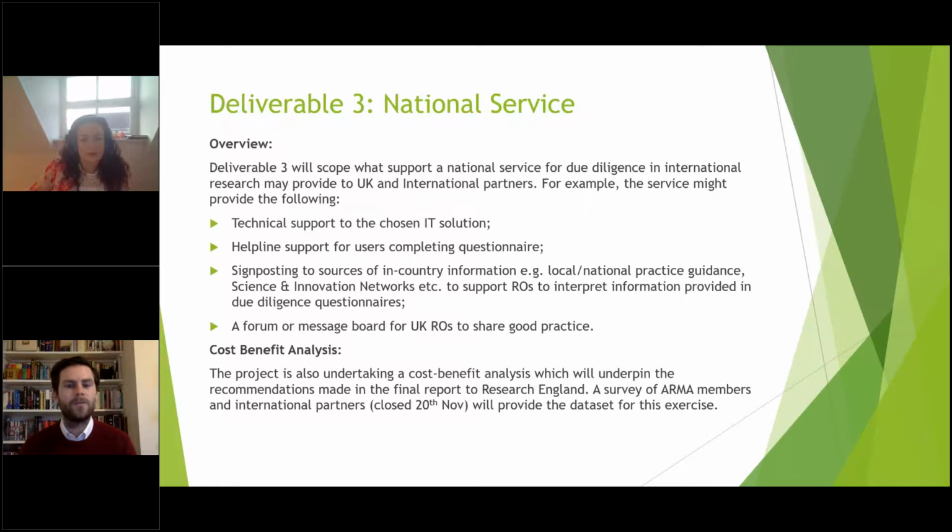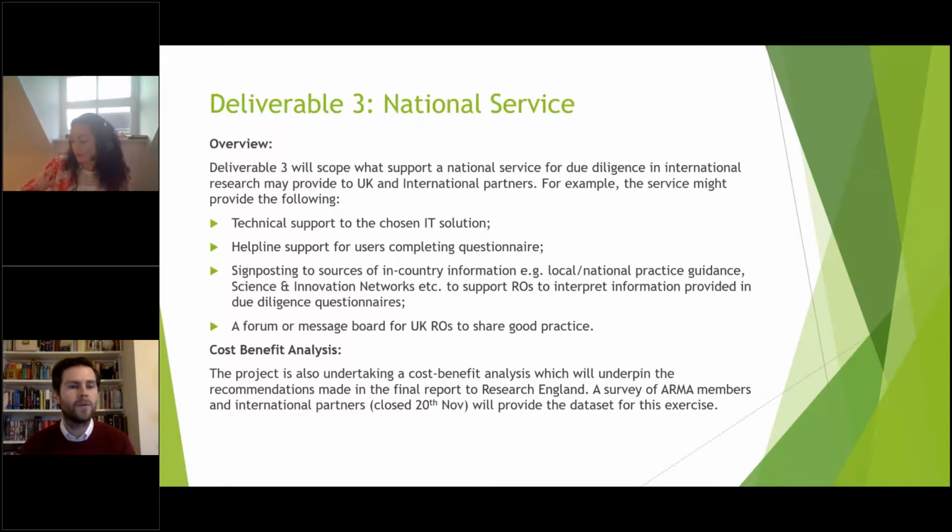Jenny talked about the difficulty sometimes of verifying information from overseas, so it might signpost to local or national guidance so that organisations can be reassured of answers given, or local science and innovation networks, for example, all there to support ROs in interpreting the information contained within the questionnaires in order to make decisions about their risk appetite and ultimately how the project goes forward.